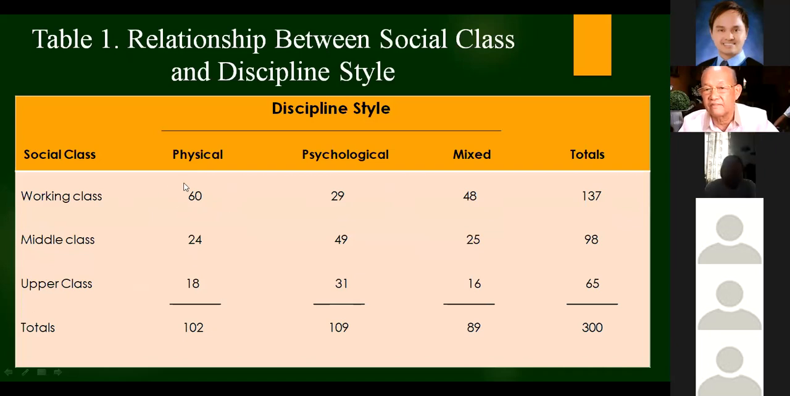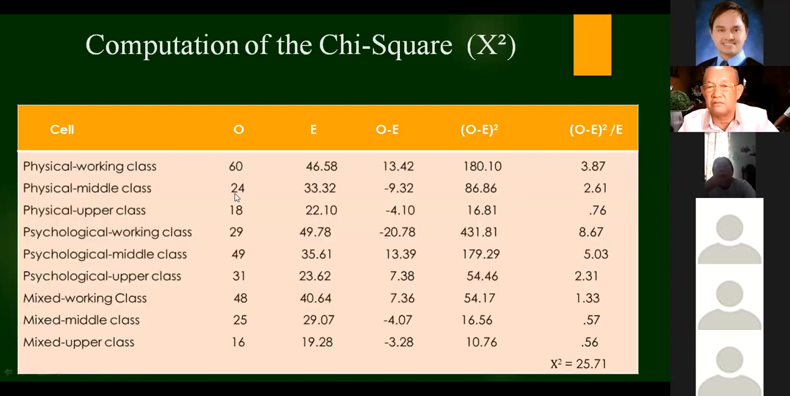All right. Second cell, middle class parent using physical discipline style. Looking at the table, that's the 24. In other words, all these frequencies in this column can be taken from your questionnaire. So, are you clear about that? We have no problem here. There is a little calculation in assigning the expected frequencies. Fellow teachers, are you clear about this? Where these frequencies came from?